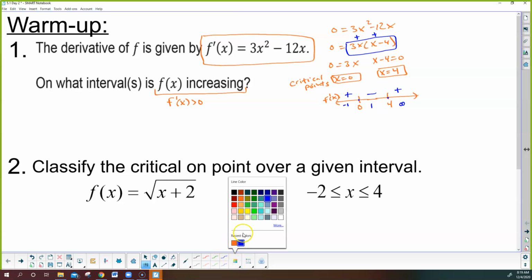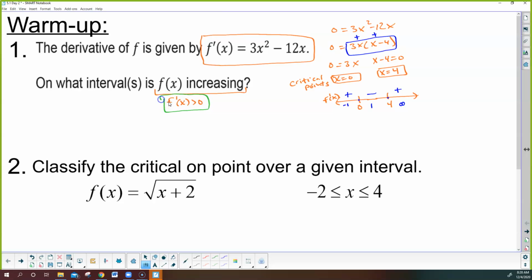So then the question is, when is the function increasing? Well, it's increasing whenever the derivative is greater than 0. Another way to say that is wherever f prime is positive. So in this case, we are increasing from negative infinity all the way up until 0.